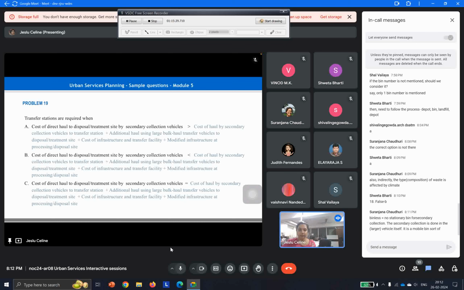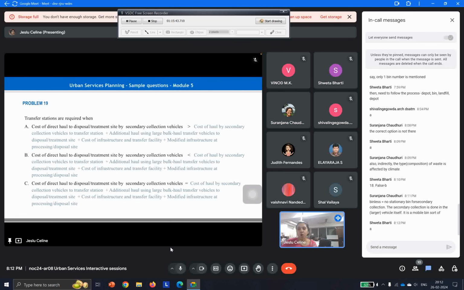Transfer stations are required when? Three options. We have discussed this already, so I'm not even reading the options. You can tell me what's the answer. A. Cost of direct haul to disposal and treatment site by the secondary collection vehicle is greater than the cost of haul to the other, installing a transfer station and transfer to the transfer station and transfer to the other region. So all put together, if the cost of directly transferring is more, then we will put another transfer station. Yes, you may ask your doubt.